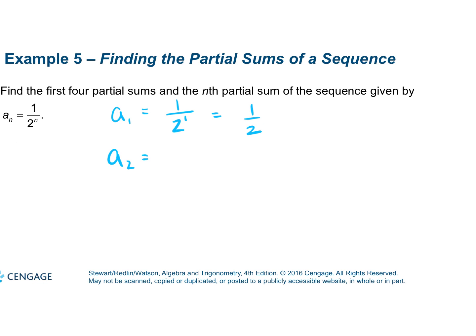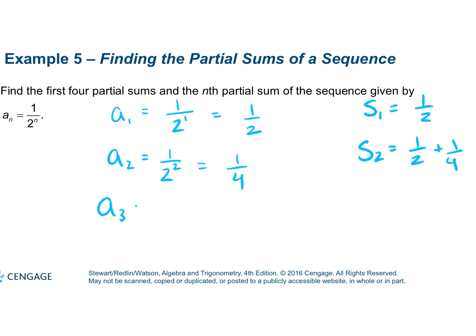Let's find our second term. We plug in 2, so 1 over 2 to the second power, that would be 1 fourth. So for our first partial sum, that's just 1 half. For the second one, we add the first 2 terms together, so that would be 1 half plus 1 fourth. For the third partial sum, we add all 3 terms together, so we have to plug in 3. So 1 over 2 to the power of 3, that'd be 1 over 8. So for our third partial sum, we have 1 half plus 1 fourth plus 1 eighth.